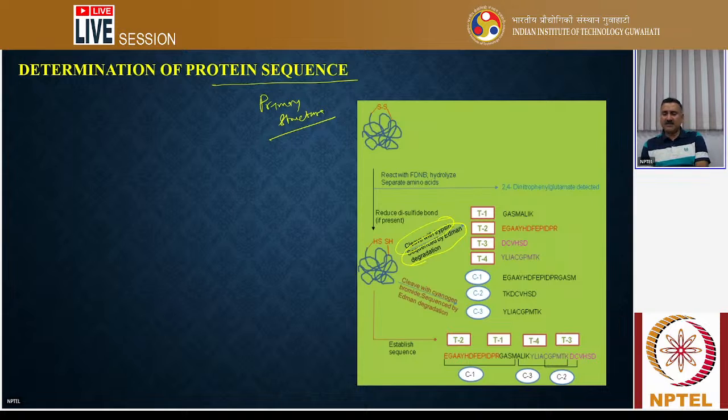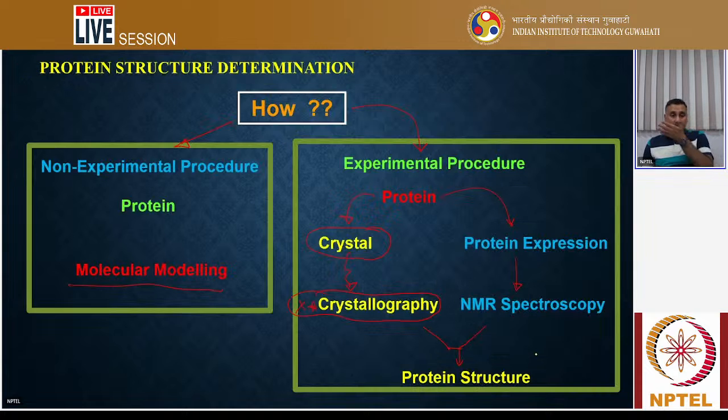So when you do the cleavage by trypsin, you generate different fragments, right? And then each fragment is going to be sequenced by the Edman degradation method or Sanger's method. And then they are going to be placed by establishing a sequence, right? You can use the overlapping sequences, and that's how you get the final sequence. And then we also discussed the tertiary and the quaternary structure.